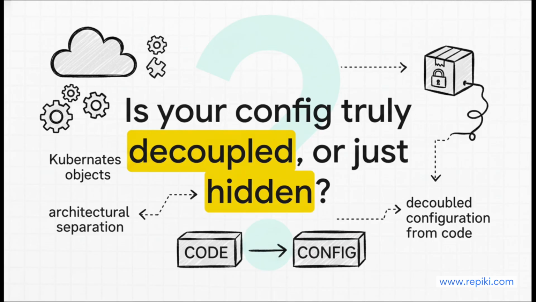So, to wrap it all up, config maps are way more than just another Kubernetes feature. They really represent a whole mindset shift. They force us to ask the really hard question you see on the screen: is our configuration truly decoupled, or have we just kind of hidden it in another file? Getting this right is absolutely fundamental to building modern, scalable, cloud-native applications.